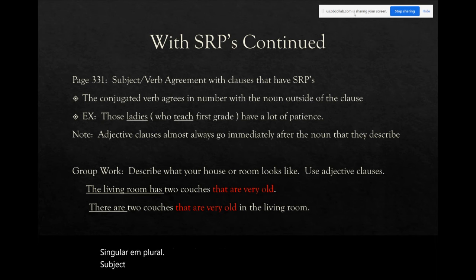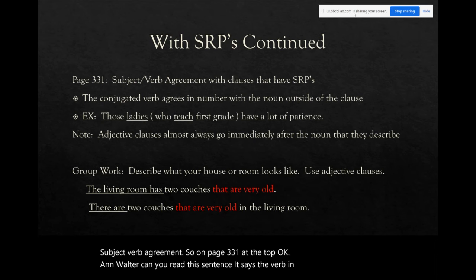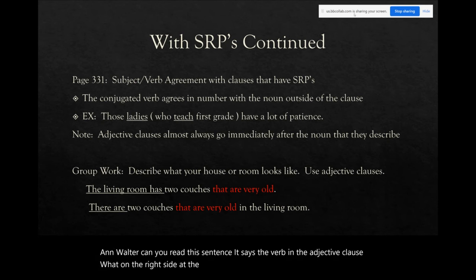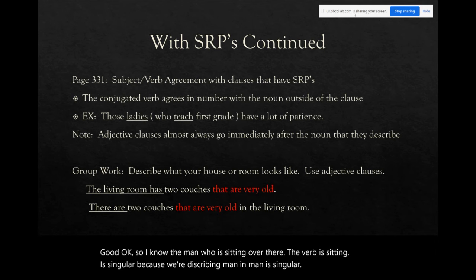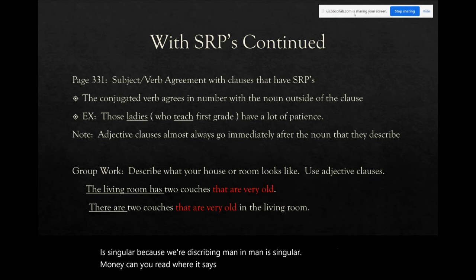Subject-verb agreement. So on page 331 at the top, okay? Walter, can you read this sentence? It says, the verb in the adjective clause is singular because who refers to a singular noun, man. Good. Okay. So I know the man who is sitting over there. The verb is sitting is singular because we're describing man and man is singular. Okay. Amani, can you read where it says in B, the verb, what?